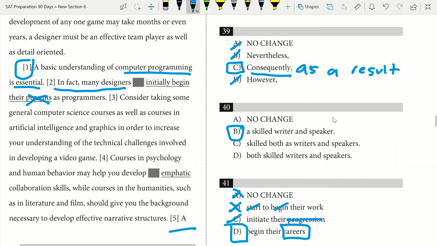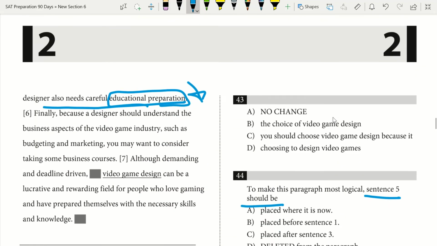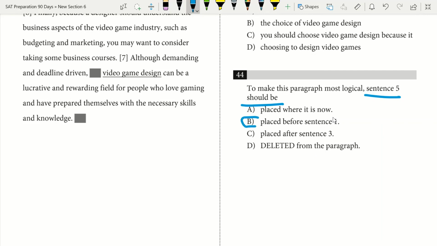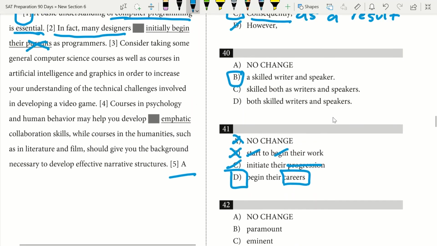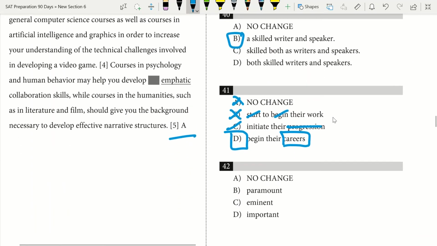Now, as far as where we should place that sentence we just read, we're talking all about education here. We're talking about beginning your understanding of computer programming. That's essential. That's talking about education. Then we talk about the beginning of your career. So if we're going to talk about education, we need to have that come before sentence 1. So I'm going to go down here. We're going to have to place that before sentence 1. So B would be our answer for 44 because we want to place it before we start talking about your educational requirements. All right, so now we've got question 42.